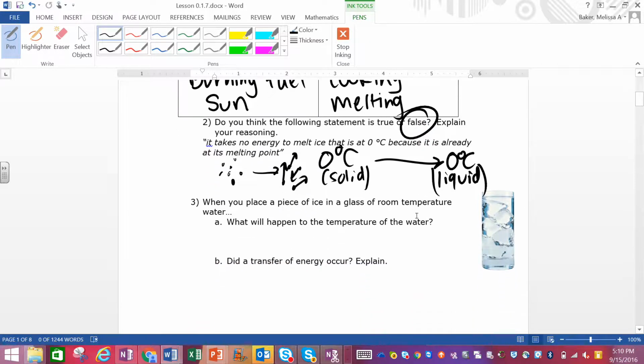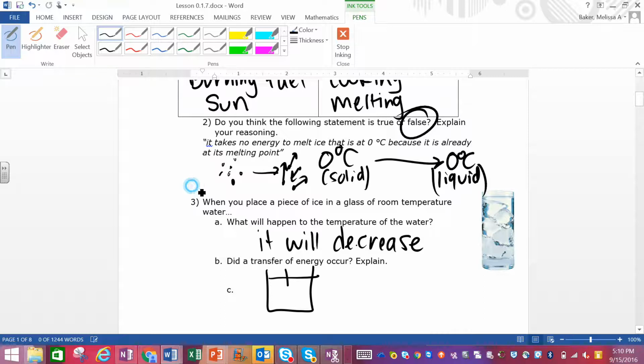What would happen if you placed a piece of ice in a glass of room temperature water? What will happen to the temperature of the water? Well, it will decrease because the ice cube is colder than the room temperature water. So as it melts, there's going to be a transfer of energy from the water to the ice cube, and so the resulting temperature of both the melted ice cube and the original water is going to be a lower temperature.